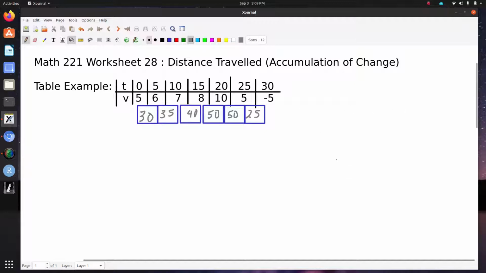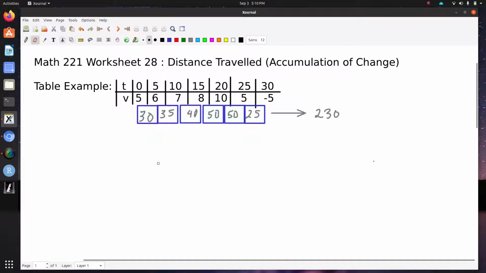Now, what is the next step? You tell me, what do you do from here? These were all the estimates over the increments. How do you estimate the accumulated distance? Figure that out, pause the video, and then try it. Okay, so the answer I got was 230. Hopefully that's right. What happened is I just added all those and got that answer.